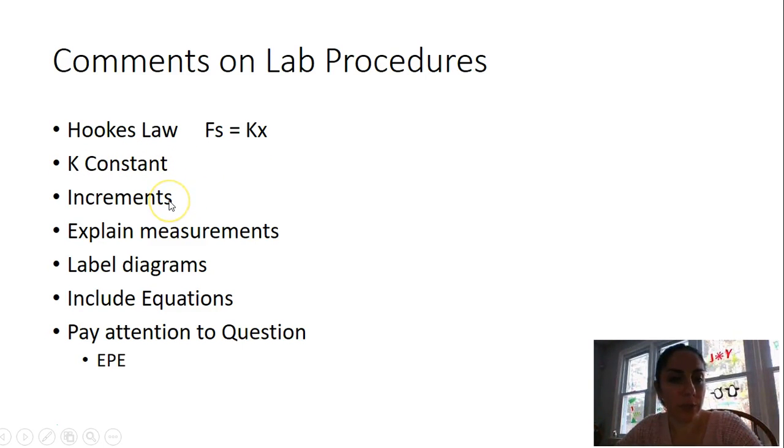Make sure that you measure things in increments. I know some of you measured specific increments or just said increments, but you can't just put any mass on there. Most of you did this, but make sure you say when you add mass to the spring that you do it in specific increments. Make sure that all your units match. If you're measuring grams, the weight has to be measured in kilograms. Those were a few things I saw on that as well. Make sure you explain your measurements.